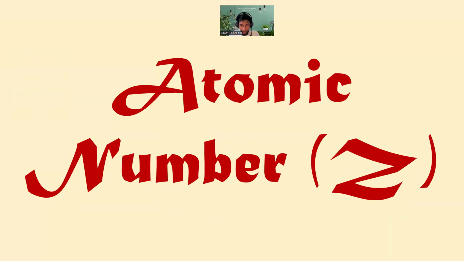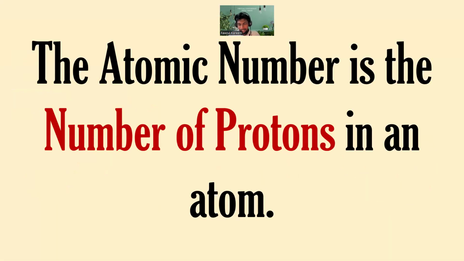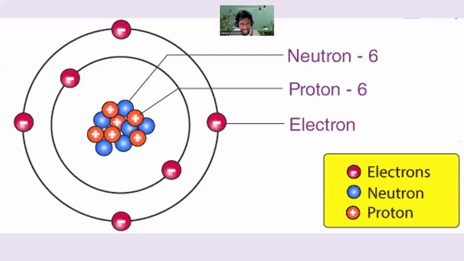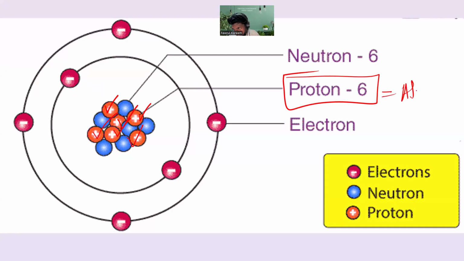What is atomic number? Listen here. Atomic number is the number of protons in that atom. Here you can see an atom. How many protons are there? 6 protons are there: 1, 2, 3, 4, 5, 6. So the number of protons is 6, so the atomic number is also 6.